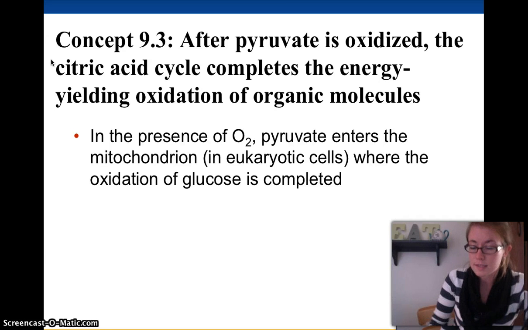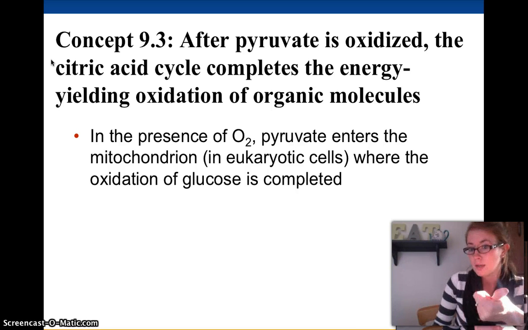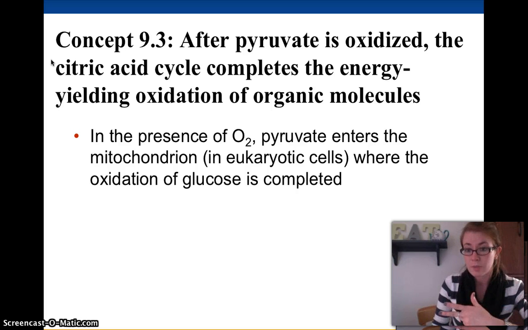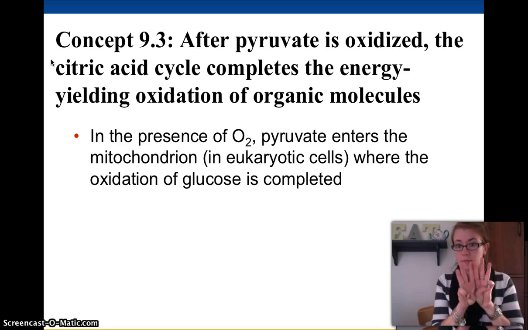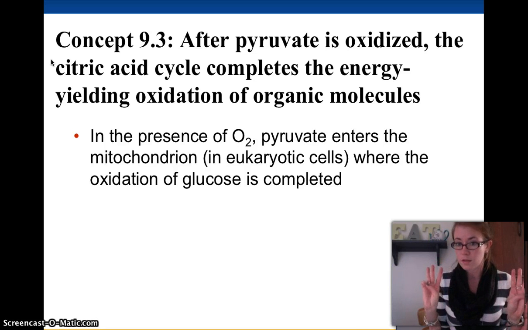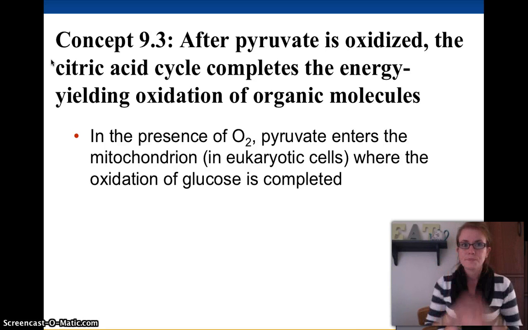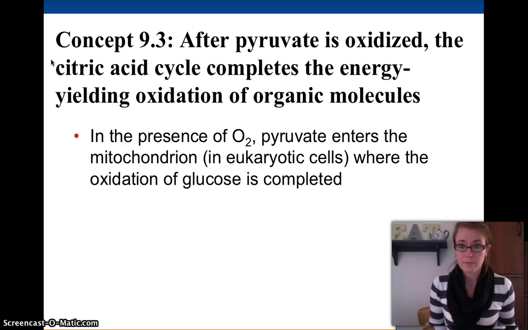So at the end of glycolysis, we ended up with 2 ATP, 2 NADH, and 2 pyruvate. So we haven't lost any carbons yet. All of our carbons are still accounted for. We started off with 6 carbons in a glucose molecule, and now we have 2 pyruvate molecules, which are still 6 carbons. So we're going to start by looking at our pyruvate when oxygen is available.